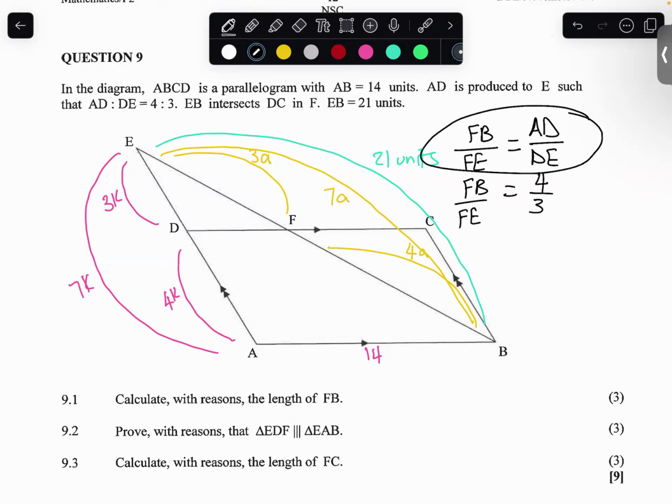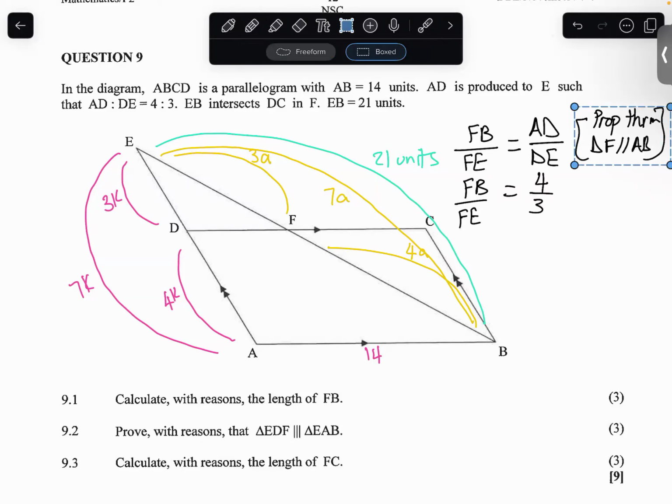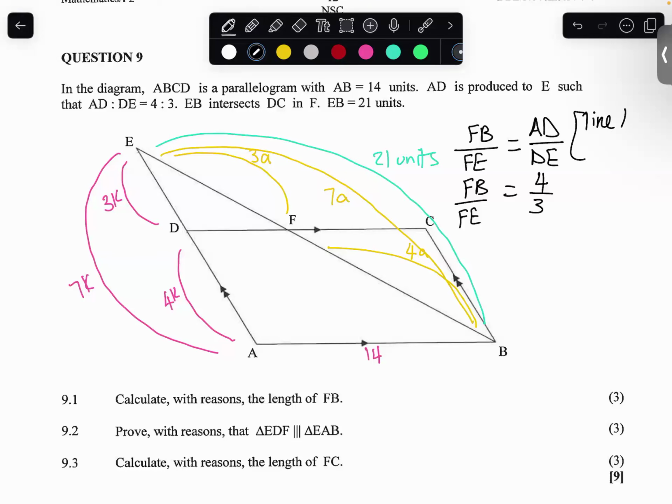Right, you made a statement here, you have to give a reason. The reason for proportionality, you can use the proportionality theorem, and mention the parallel lines, otherwise you don't get the mark. DF parallel to AB, or the safer option, according to me, is line parallel to one side of triangle. Line parallel to one side of triangle. This is the proper reason for the proportionality theorem. Okay, so we had to make that statement first, right? Before we can calculate FB.